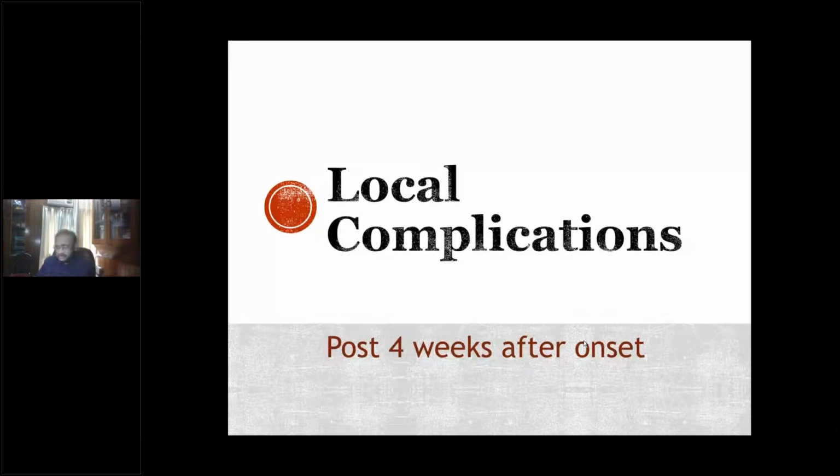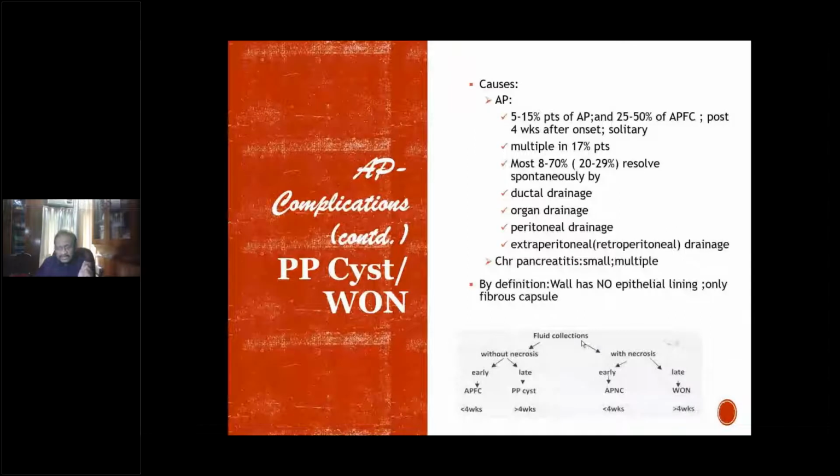Before 4 weeks, that wall is not going to form. Subsequent to 4 weeks, it is going to form, and then it becomes what? Either a PP cyst or it becomes a wall of necrosis. So up to now, we have dealt with this APNC and we have dealt with APFC. That's the first 4 weeks. That is what we were just now talking about.